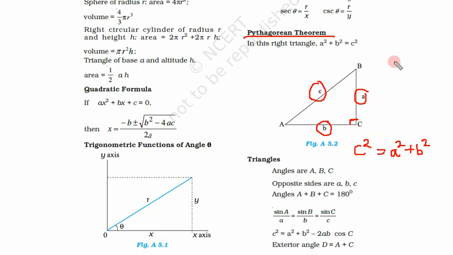But remember, C square is not equal to (A plus B) whole square. This is not true. What is true? C square is equal to A square plus B square. That means for a right angle triangle, the square of the longest side is equal to the sum of squares of the two other sides. That is Pythagoras theorem.